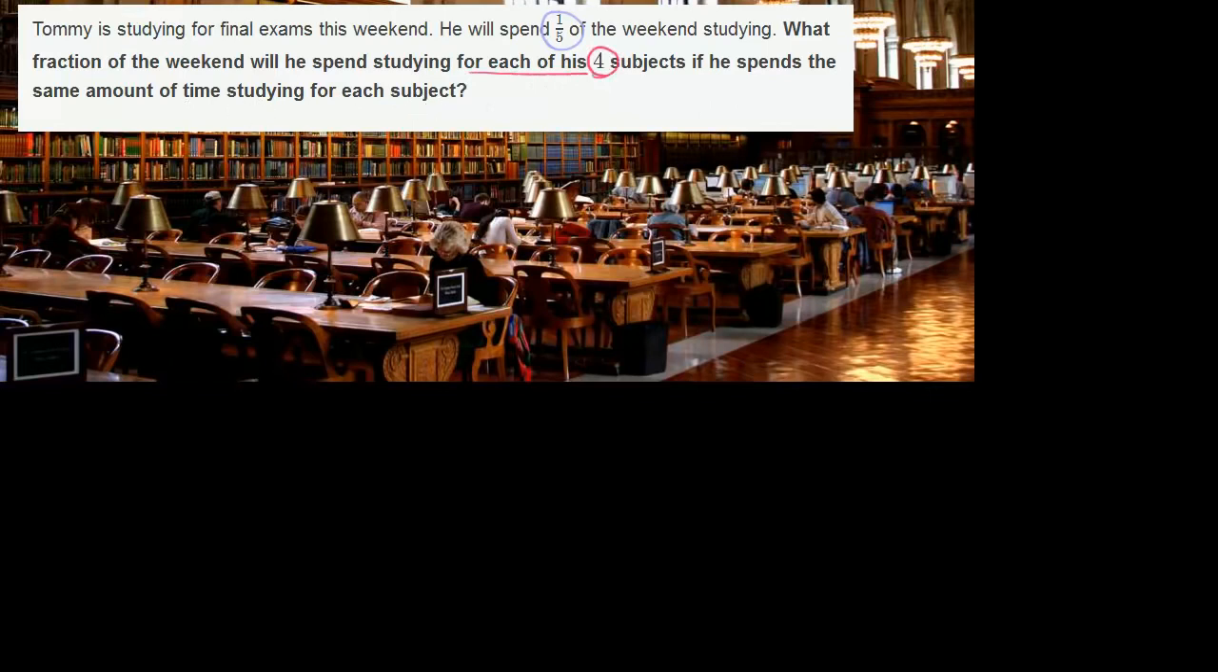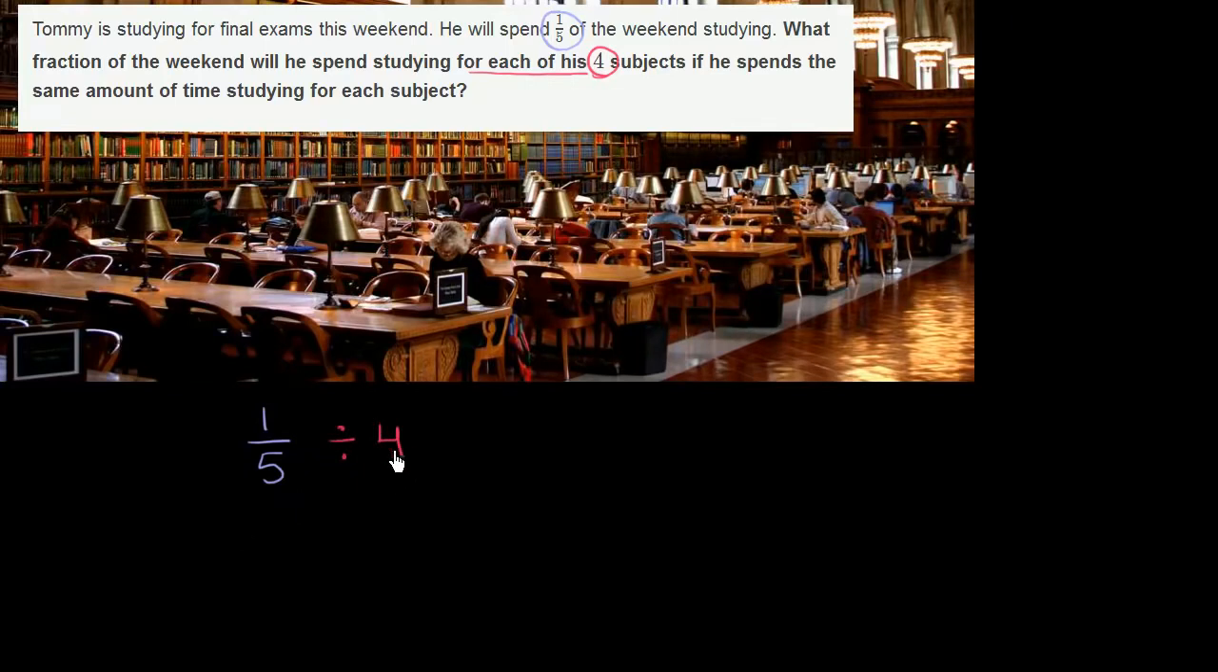So the total amount of time he's going to spend studying this weekend is 1/5 of the weekend. And he has to divide that into 4 equal sections, and he's going to spend that much time on each subject. So he's going to divide this by 4. Now we've already seen that dividing by a number is the same thing as multiplying by its reciprocal.